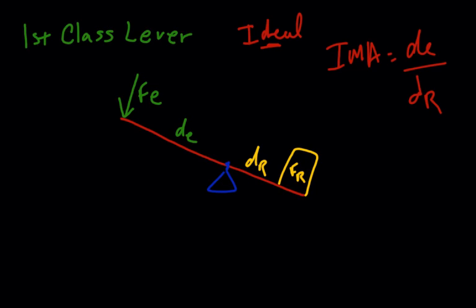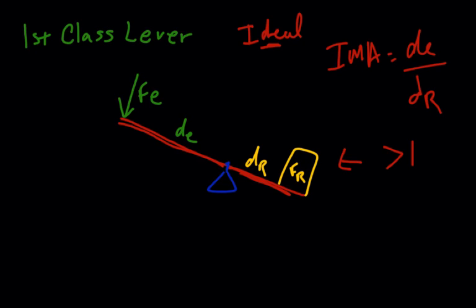Well, in this particular lever we drew right here, the effort distance right here, you can see, is greater than this resistance distance. So that means ideal mechanical advantage for that one would be something greater than 1, right? It'd be something greater than 1.